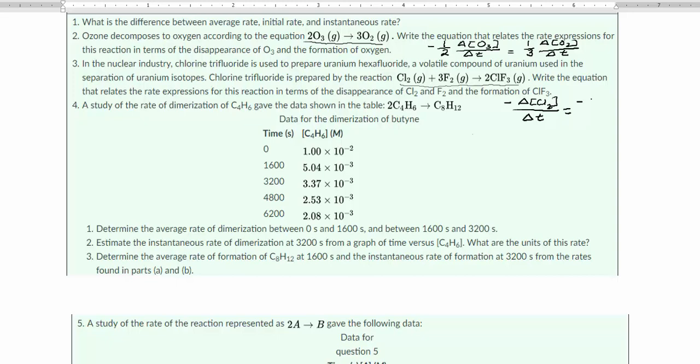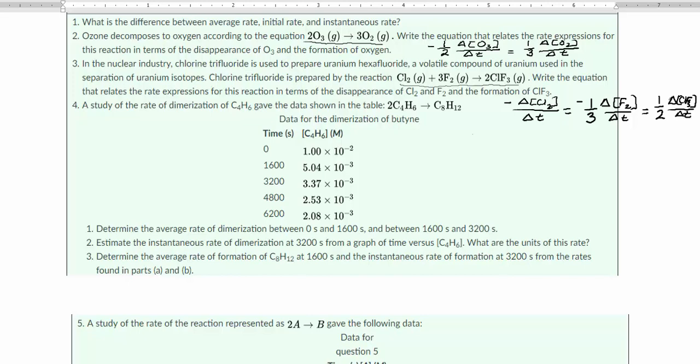And that is equal to the negative reciprocal of the stoichiometric coefficient of the change in the fluorine over the change in time. And that is equal to a positive now reciprocal stoichiometric coefficient, change in concentration of the product, I think I forgot a letter, over the change in time.